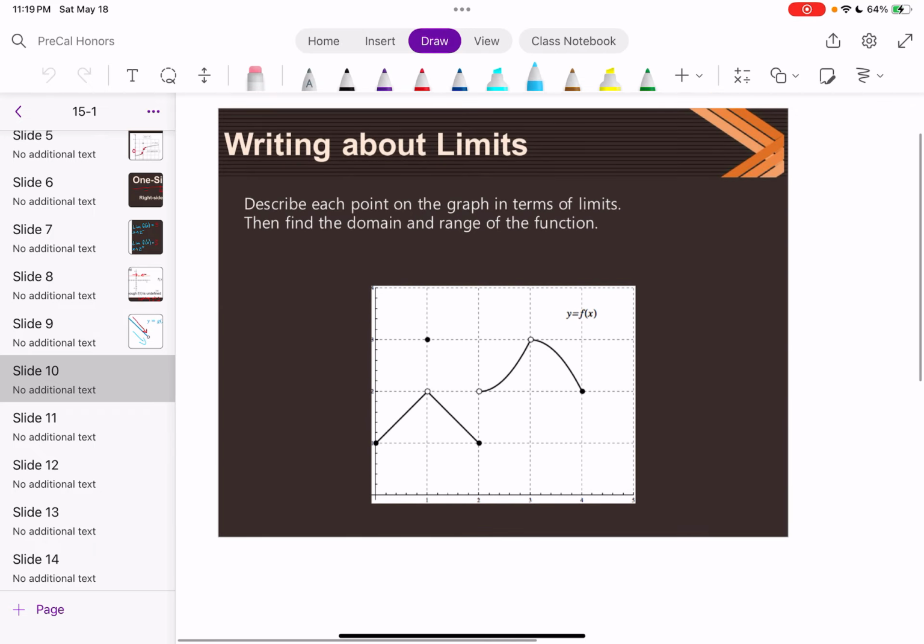Slide 10. Describe each point on the graph in terms of limits, then find the domain and range of the function. Let's first begin with the domain and range, because in this case, this might be a little bit easier than completing each one of our specific limits. Now, we're going to start off with our domain.